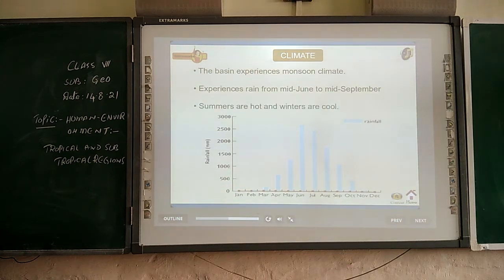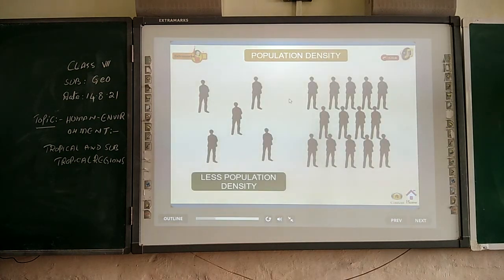The summers are hot and winters are cool. Generally, the summers are very hot and winters are cold. These are the general climatic conditions of India. Population density refers to the number of individuals per square kilometer of the land area.